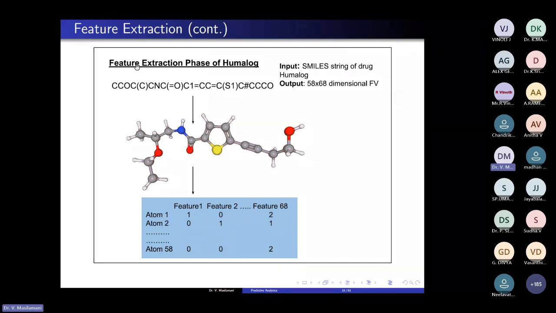So every drug will have a number of atoms. For atom 1, 68 features will be there in the first row. For atom 2, 68 features will be there in the second row, and so on. Suppose a drug has less than 58 atoms, then the rest of this matrix will be zeros, right? And what if a drug has more than 58 atoms? In the data set, the utmost number of atoms in a molecule representing the drug is 58. Therefore, 58 rows are kept here.